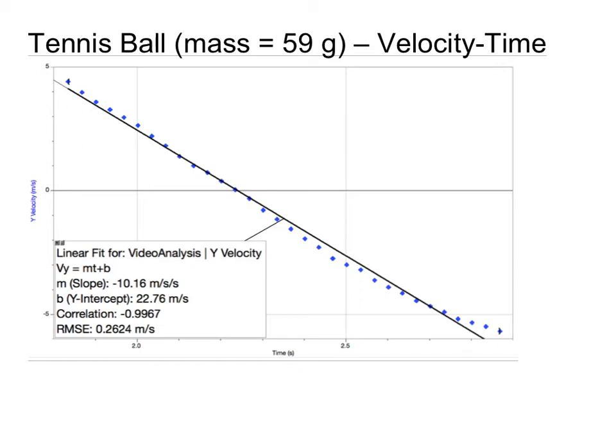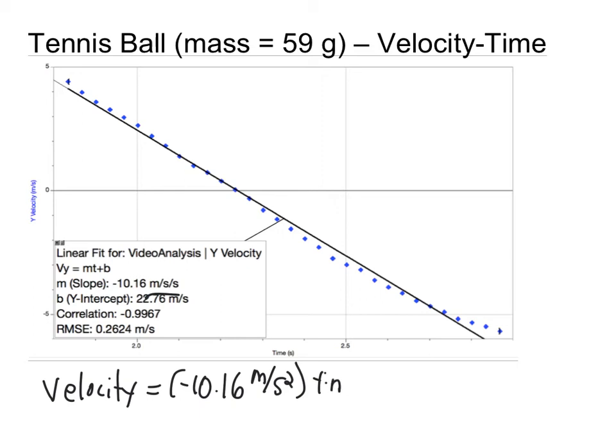Coming up with a mathematical equation for this, we have velocity is equal to negative 10.16 meters per second squared times time plus the y-intercept, or the initial velocity, of 22.76 meters per second.